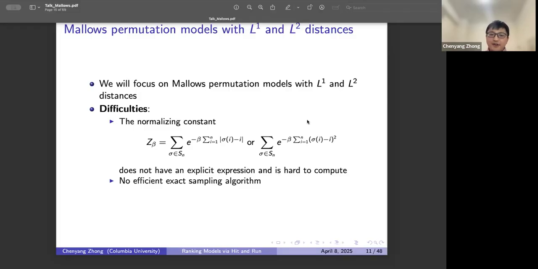And even approximately computing up to some errors can be difficult. Besides the intractability of the normalizing constants, there is also no known efficient exact sampling algorithm. Here, by exact sampling algorithm, I mean a way to draw samples from either of the two models, such that the distribution of the draw follows exactly from the model. So there is no such algorithm, which also causes difficulty in sampling from those models. And due to those aspects, both sampling and analyzing Mallows permutation models with those distance metrics can be challenging.